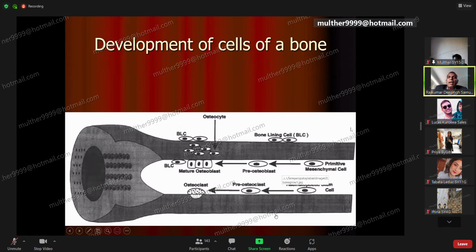Next, you might have a question here: where does everything come from? So we can see, primitive mesenchymal cells become pre-osteoblasts. Some of them will mature to become osteoblasts. Some of the pre-osteoblasts will become osteocytes. Hemopoietic stem cells will become pre-osteoclasts, and they'll become osteoclasts. So we can see their function: one is causing mineralization, another one is causing demineralization. So this is the origin of osteoblast and osteoclast. Everything is from the marrow. So please remember it.